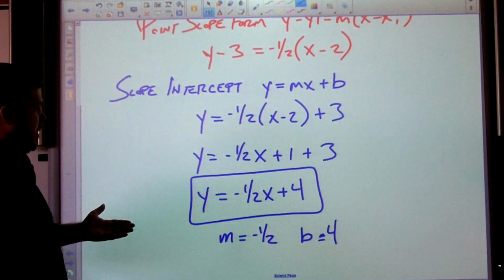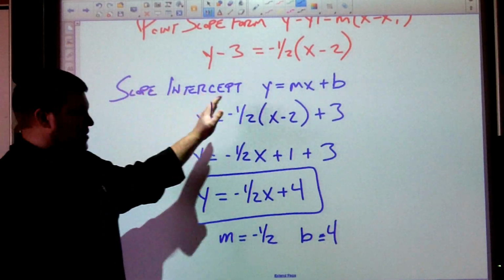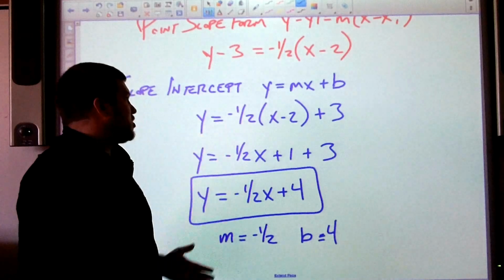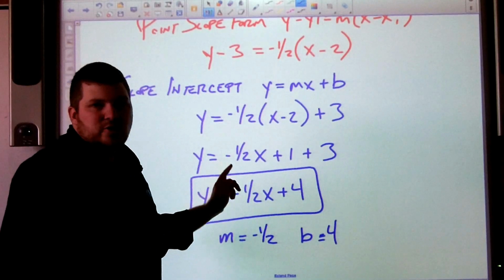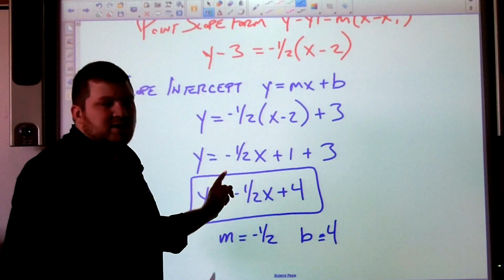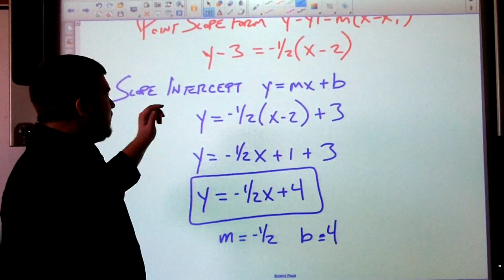And that's it. Okay, so again, we could have turned this into standard form if we wanted to. I just picked slope-intercept form. I'm going to leave that choice up to you. But this is a unique solution. This is the one and only slope-intercept form for this line.